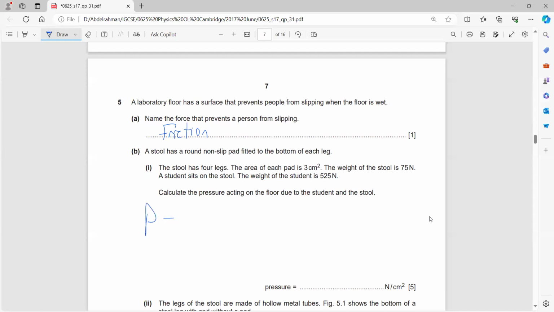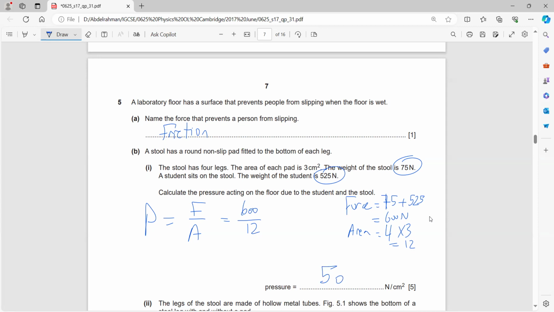First of all, pressure equals force over area. Total force is equal to what? It is equal to both weights added together. So 75 plus 525 gives a total force of 600 newtons. Total area: we have 4 feet or four legs. Each leg is 3 centimeters. 4 times 3 is 12 centimeters. So 600 divided by 12 gives a total pressure of 50 newtons per centimeter squared.